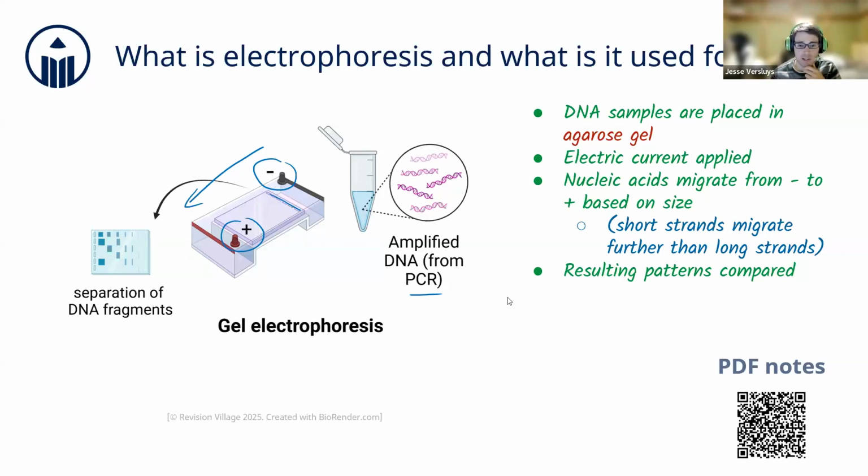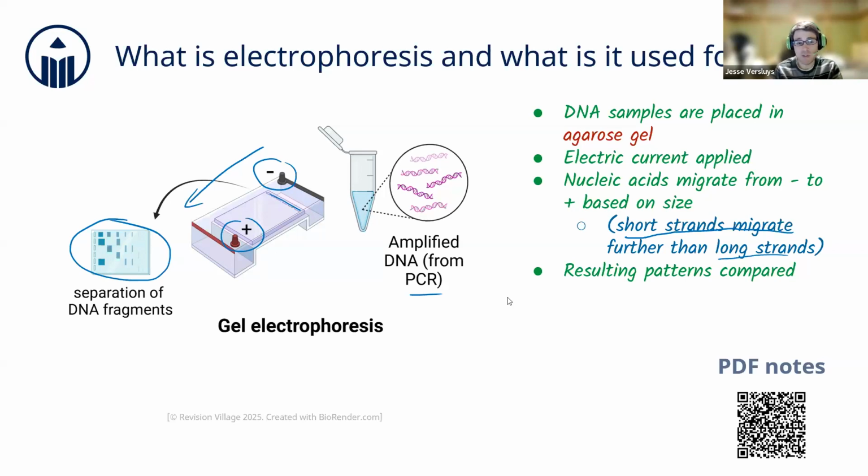You can see over here, a shorter strand is going to migrate a little bit further than a longer strand. So in the end, we get a separation of the fragments that looks a little bit like this. You've seen this, I'm sure, somewhere, these bands that form. Each sample will have a slightly different banding pattern, because hopefully they're all different DNA samples.